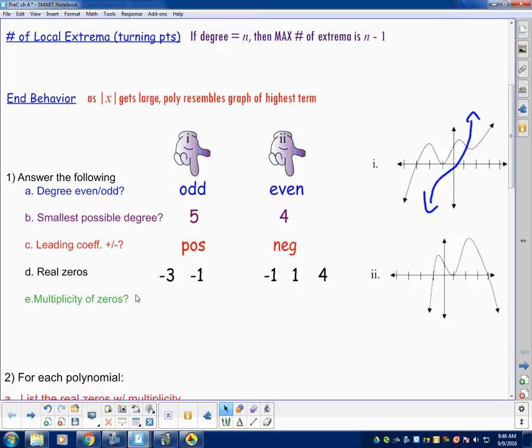Now in terms of multiplicity of the zeros, the multiplicity up here of negative 3 is odd. How do I know that based on my definition?